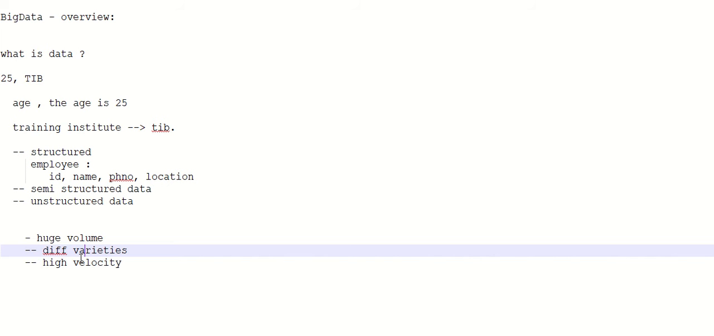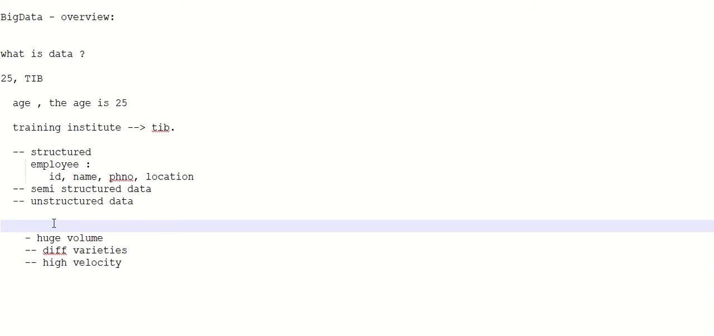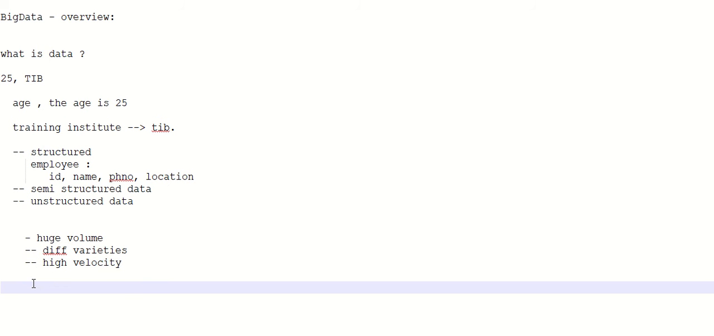So keep in mind that big data is just a term to indicate a very huge amount of data, nothing more than that. And what exactly is Hadoop? Hadoop is a distributed storage and parallel processing framework to process big data. That's all. So I just conclude what is big data.